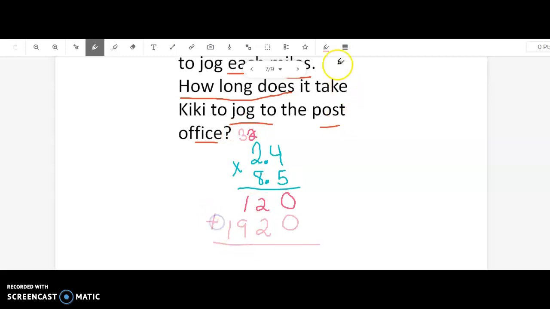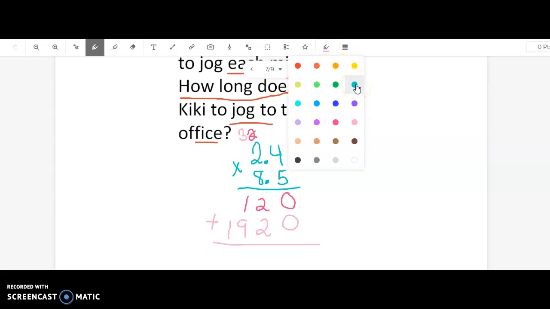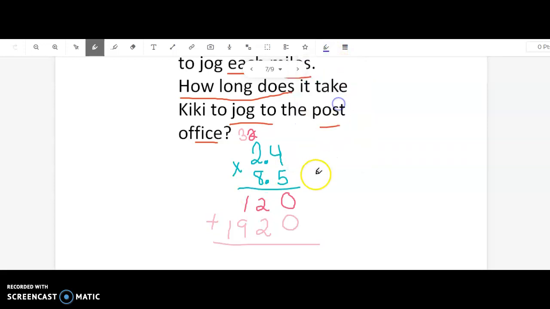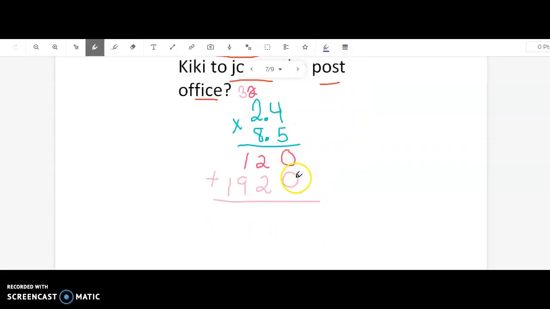All right. The next step, I need to add these two partial products together, and notice how I'm keeping everything nice and lined up. Okay, 1 and 10, 9 is 10. That's 2. All right, I'm not done yet.